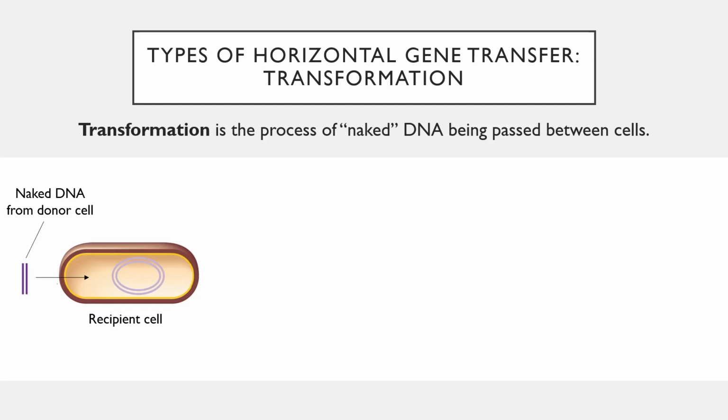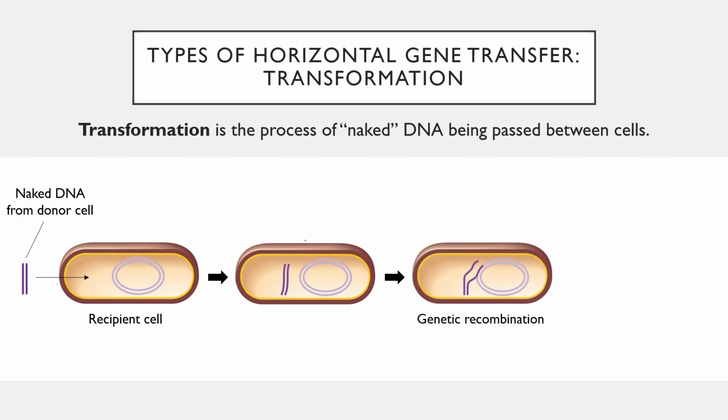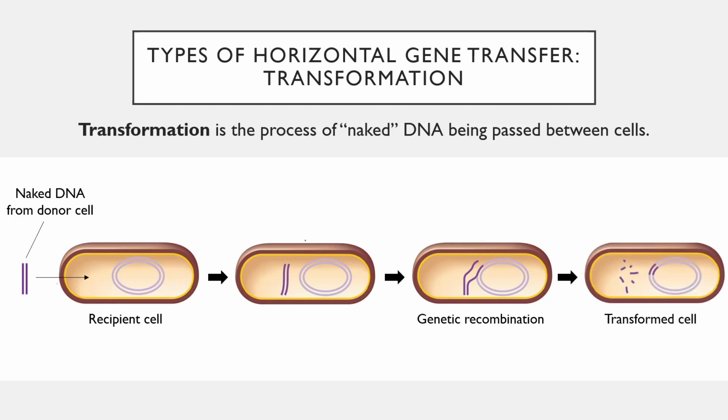Transformation is the second type of horizontal gene transfer. And transformation is the process of naked DNA being passed between cells. Naked DNA means DNA that is floating around in solution, not contained within a cell. And there can be many reasons why naked DNA is present, including cell death. When cells die and when they lyse, their DNA is released into the environment, and then that DNA can be picked up by other cells.